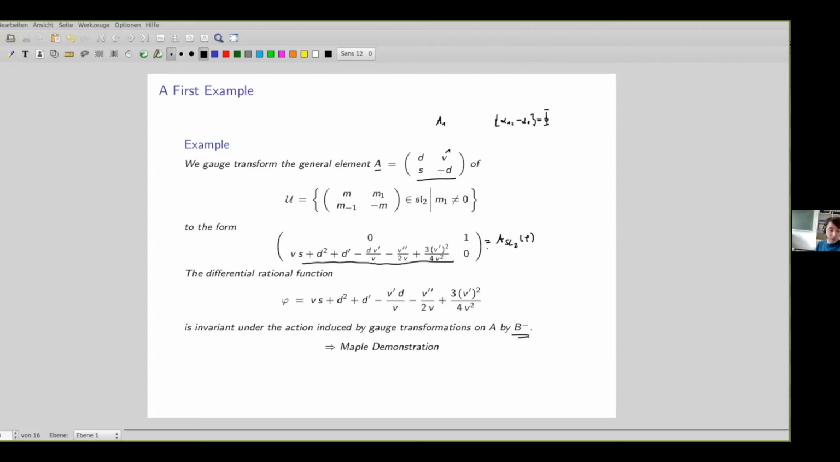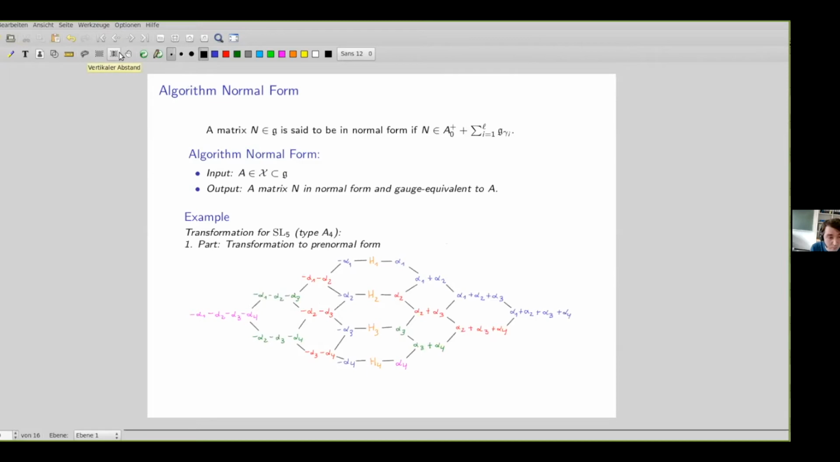Okay, so we have an algorithm and an invariant. That's good. I think I'll show you later on in Maple that this is really an invariant. The question now is, can we extend this now to the whole series and to every classical group? All right.